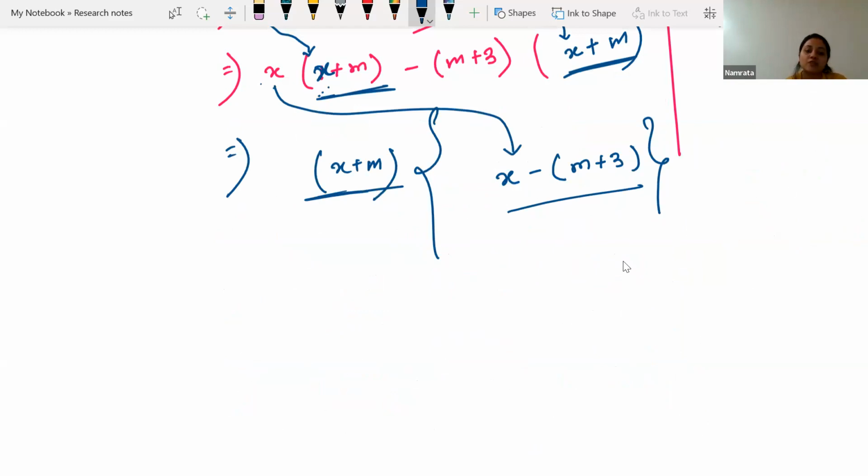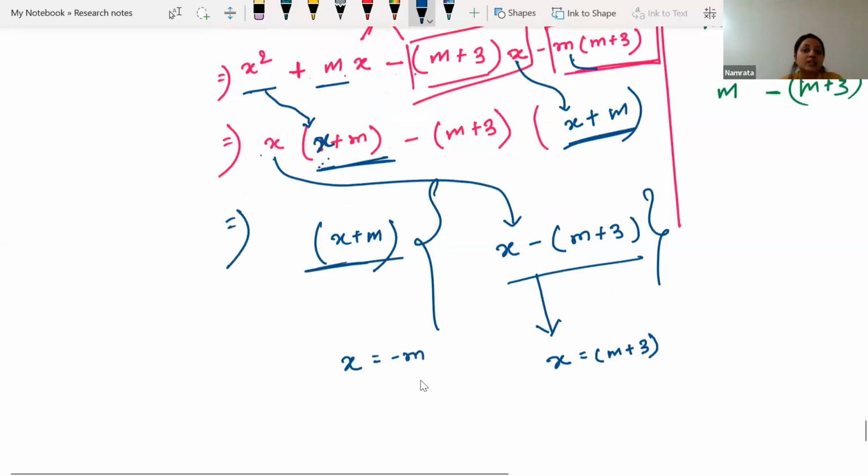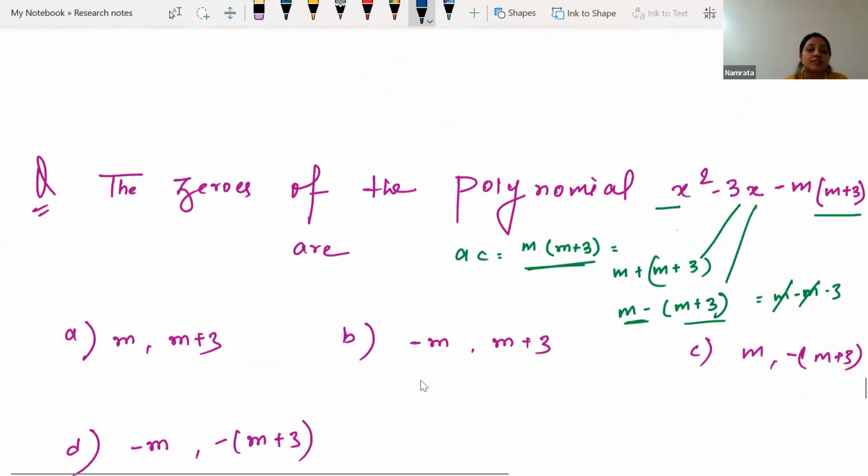Value of x from here we can see is minus m, and value of x from here will be x equals only m plus 3, that means positive m plus 3. So what are the zeros? What are the roots? What are the solutions? Zeros, roots, solutions, these are synonymous words. So what are the zeros? Minus m and positive m plus 3.